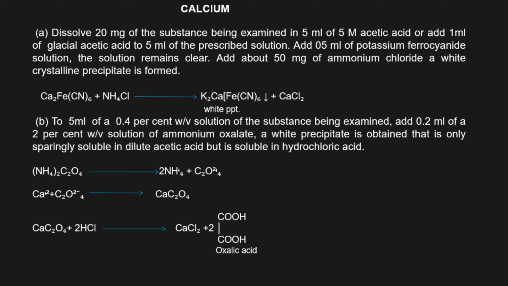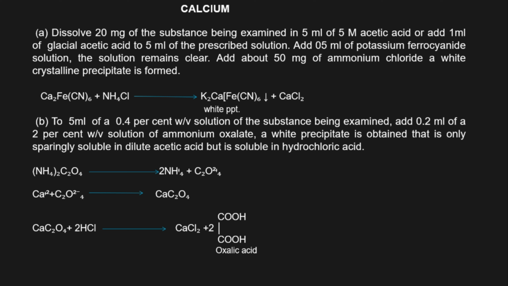The reaction is as under. When the test substance reacts with potassium ferrocyanide, it results in the formation of calcium ferrocyanide, and when this calcium ferrocyanide reacts with ammonium chloride, it forms potassium calcium ferrocyanide, which gives the white precipitate. The second method of identification for calcium is as follows.